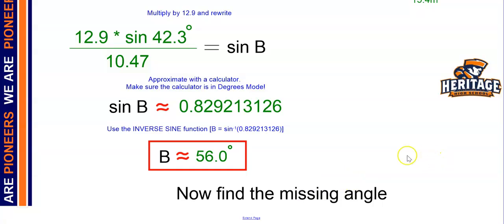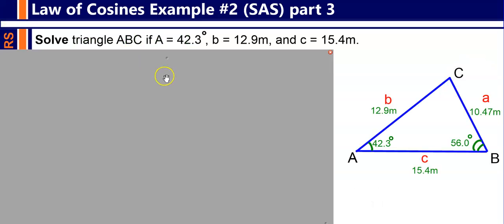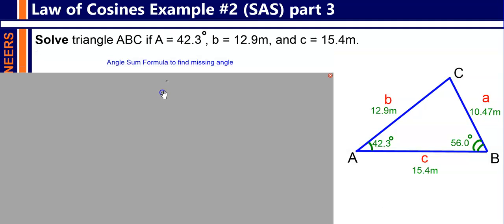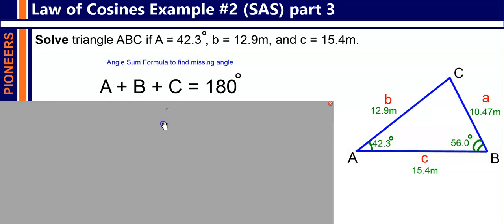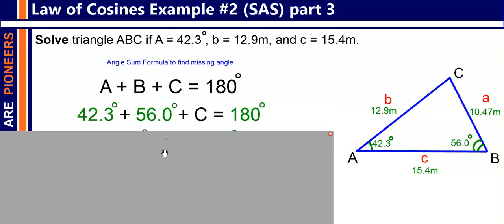Now we can find the missing angle. And this last step is easy because once you have two angles found, you can just apply this angle sum formula to find the missing angle. So here's the angle sum formula. Plug in the two angles we know, which happen to be A and B.